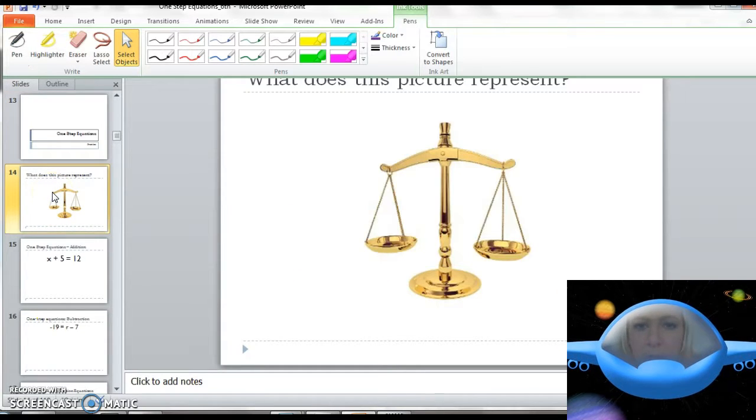Just to review here, an equation is like a balance beam. Each side of the equation needs to be equal to each other. It needs to balance in order for it to be an equation.